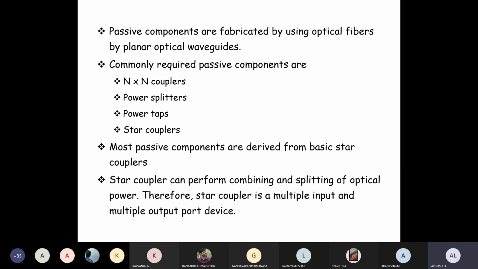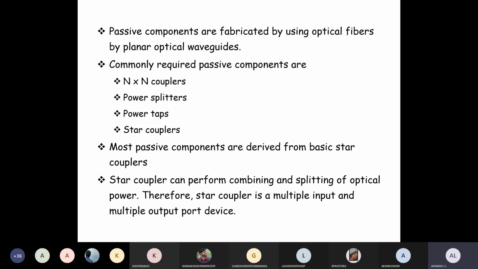After that, we understood that passive components are fabricated using optical fibers or planar optical waveguides. Commonly required passive components are N cross N couplers, power splitters, power taps, and star couplers. So what are the commonly used passive components which are present?